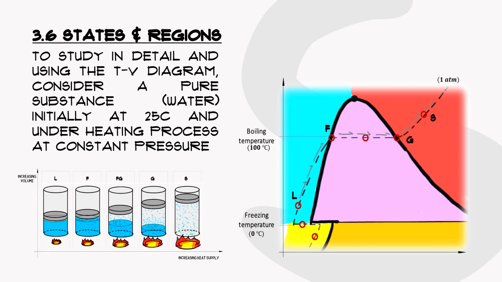In this video, we are going to study the detail of the states and the regions that a substance undergoes as energy is being added into that substance. We are going to use the temperature and volume diagram for this. Recall that in this temperature volume diagram, we have the saturation curve. That refers to this bell curve shown in black, and on top of it there's a point called the critical point.